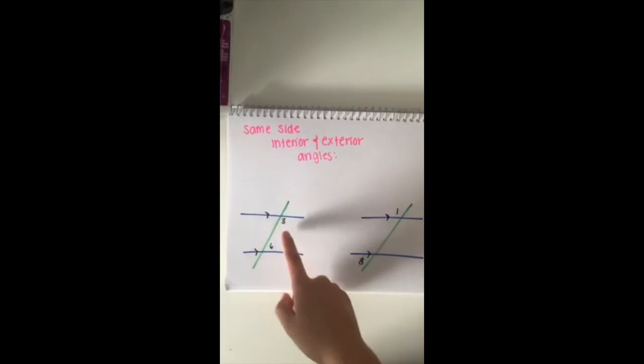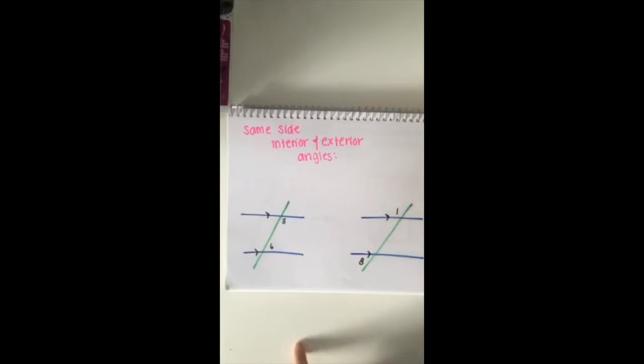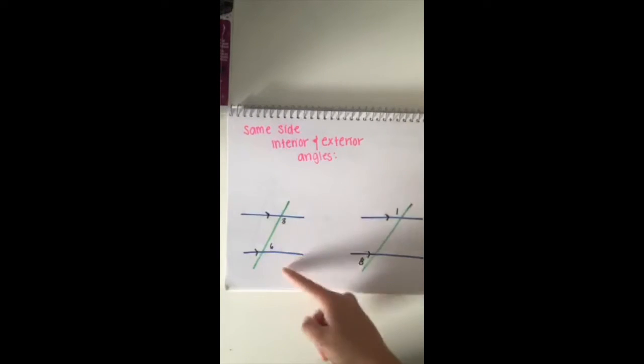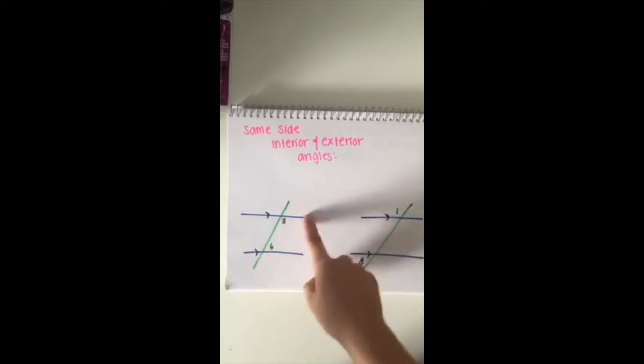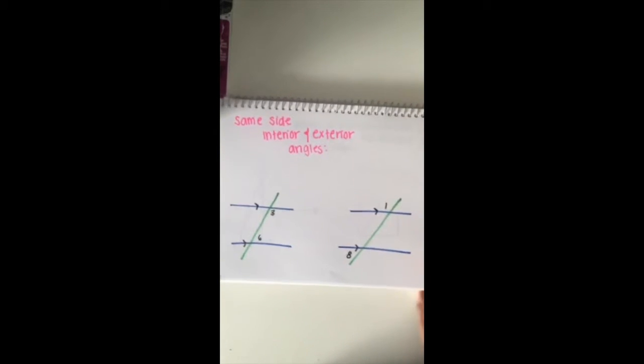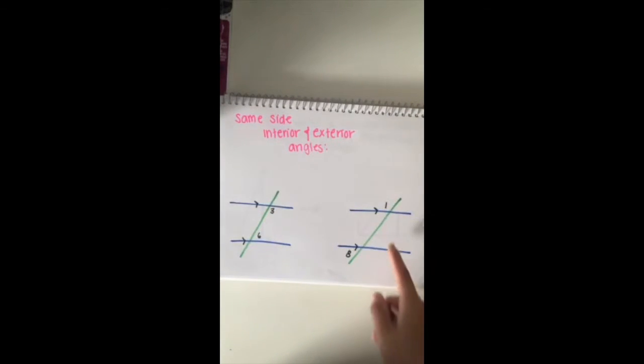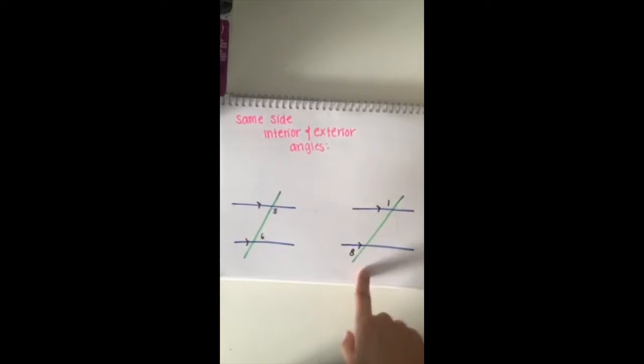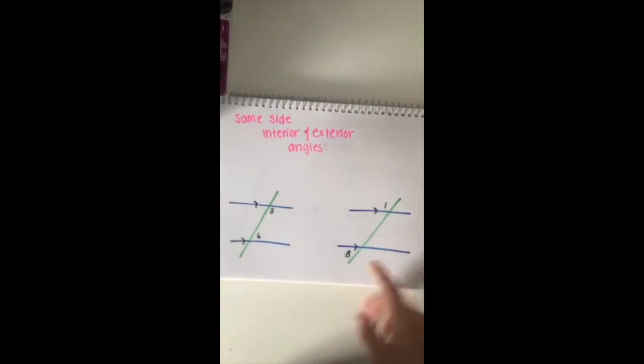So angles 3 and 6 are same side interior because they're on the inside of the parallel lines and on the same side of the transversal. They are supplementary, which means they equal 180 degrees. And angles 1 and 8 are same side exterior, which means they're on the outside of the parallel lines on the same side of the transversal, and they are the same angle.